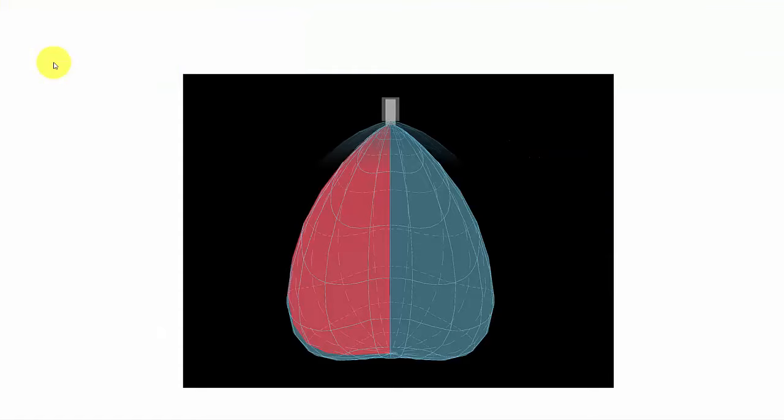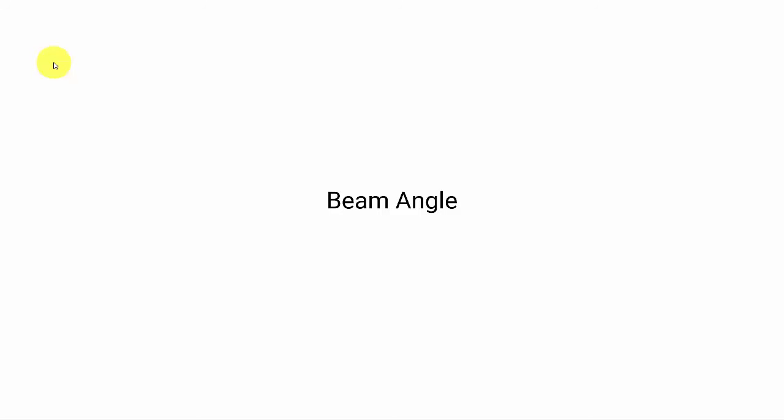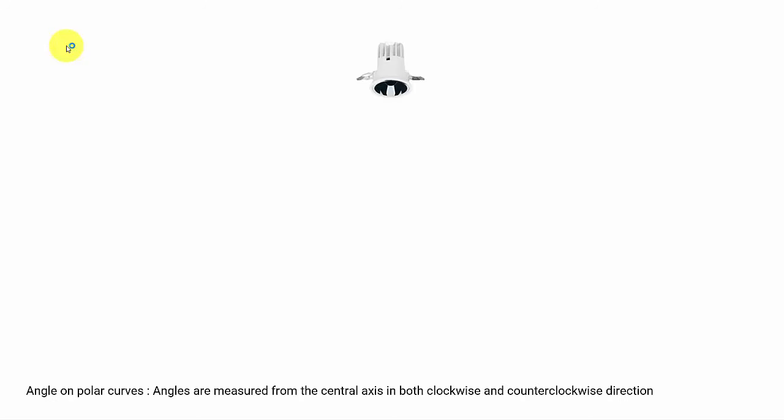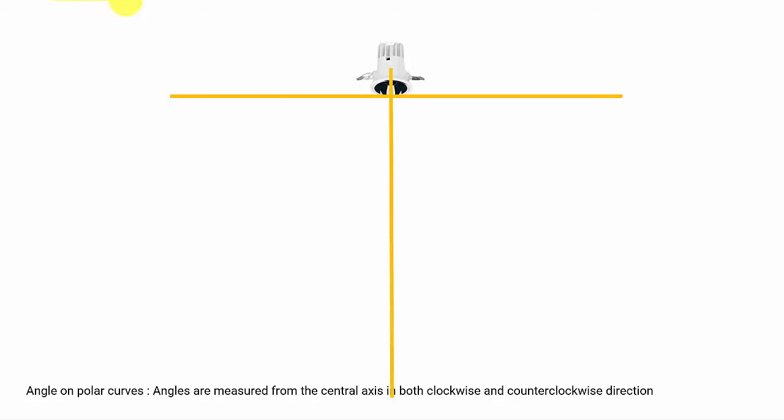Now let us understand the next very important topic, beam angle, to read the data regarding the beam angle from these polar curves. For beam angle, let us consider a light source and let us draw a normal line. Okay, I have drawn here two lines. One is the x-axis and one is the y-axis. On the x-axis, we will consider it as a normal line. The y-axis is from where the light is emitting. This is a downlight, so light will emit towards downwards, right? So I have drawn my y-axis in that direction itself.